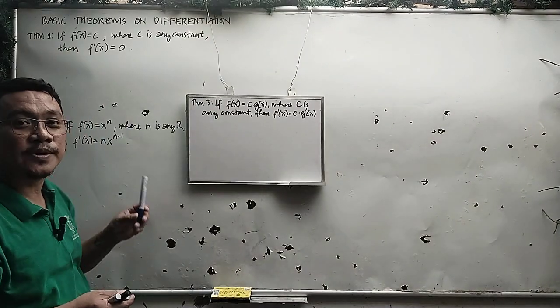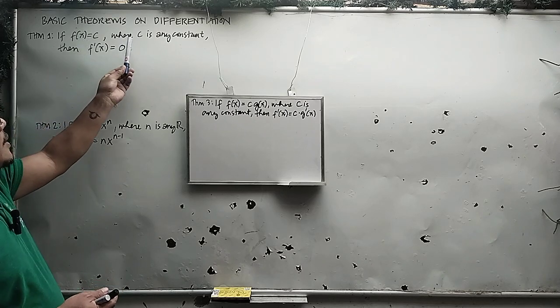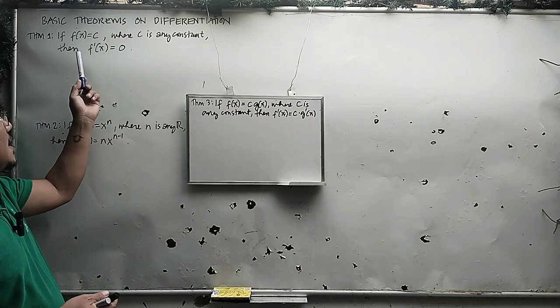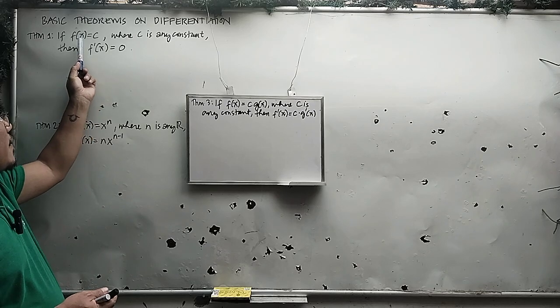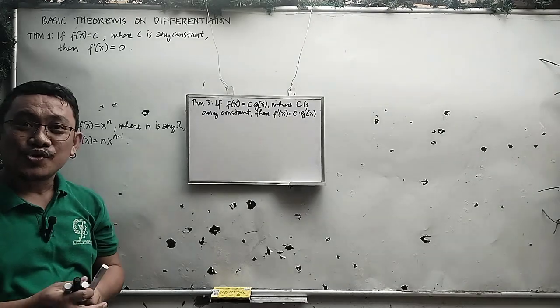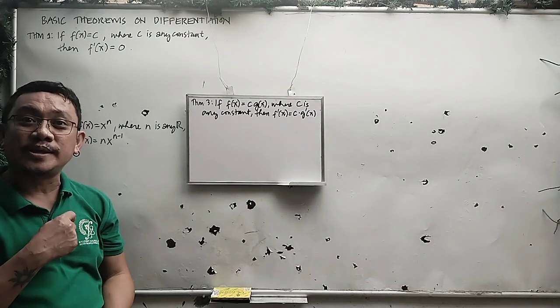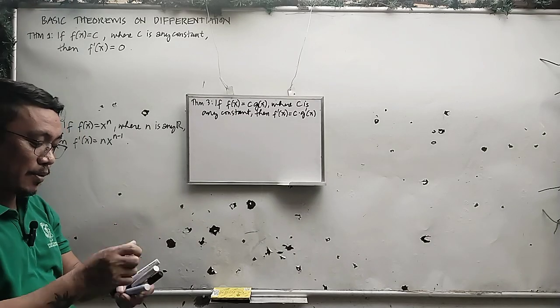Okay, the first theorem is: if f of x is equal to c, where c is any constant, then the derivative of f of x, denoted by f prime of x, is equal to 0. So in other words, the derivative of any constant is always 0. That is our theorem number 1.